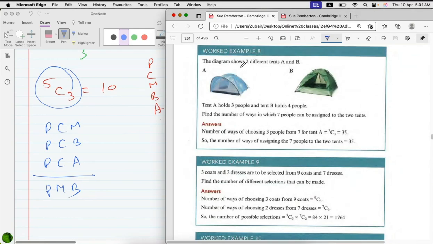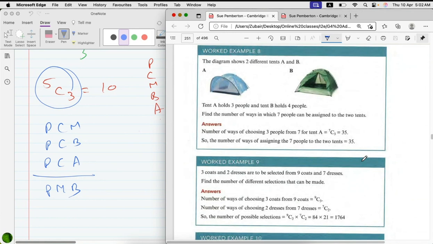Another worked example, the diagram shows two different tents A and B. Tent A holds 3 people and tent B holds 4 people. Find the number of ways in which 7 people can be assigned to the two tents. So for the first tent, there are 7 people waiting for their turn. For tent A, selecting 3, 7C3. It could be any 3 because you just have to assign them and they will move into the tent. So 7C3 is 35. So the number of ways of assigning 7 people to the two tents is 35.